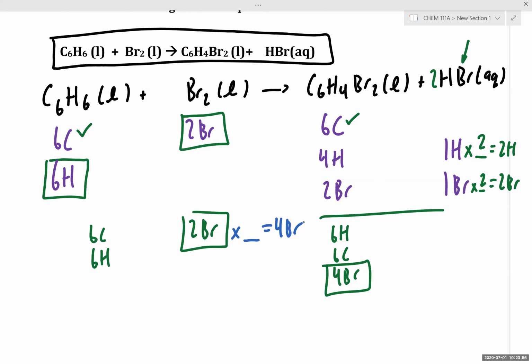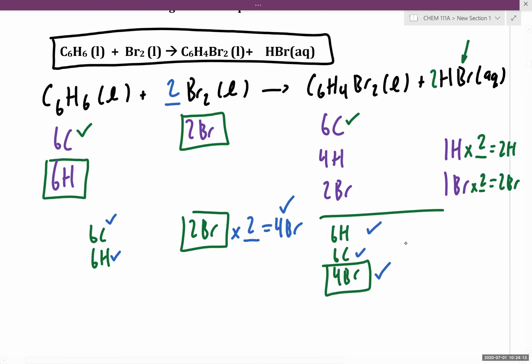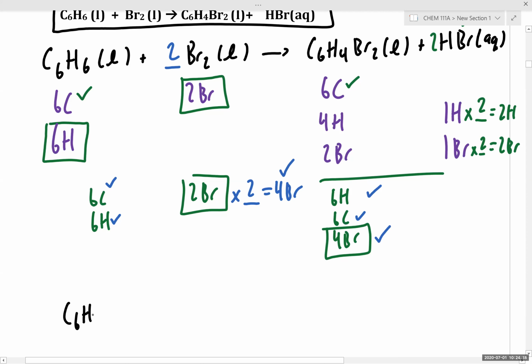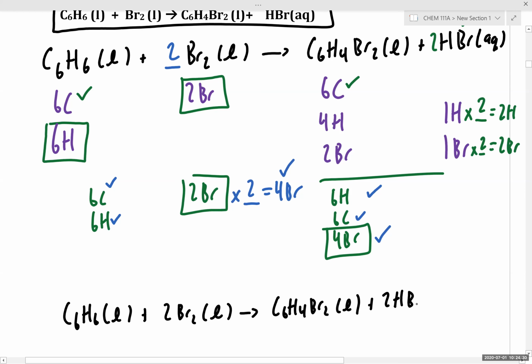What should we plug in for the coefficient of bromine? 2. Yep. Perfect. So now we have 6 carbons, 6 hydrogens, and 4 bromines. So let's rewrite our balanced equation one more time. So we have C6H6 liquid plus 2 Br2 liquid leads to C6H4Br2 liquid plus 2 HBr.